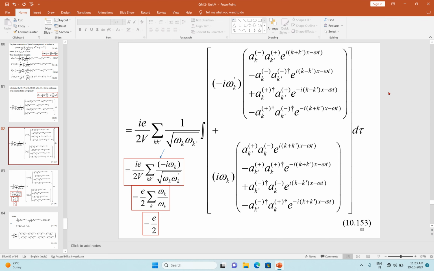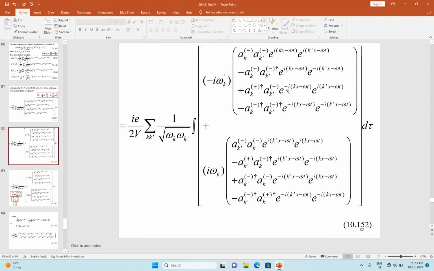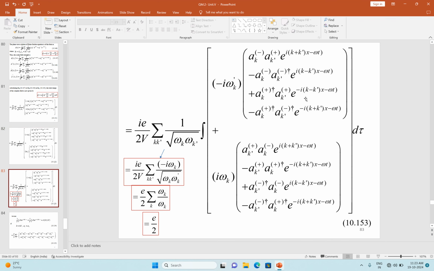Similarly, you can go for the next term. Here minus i, and here it is k prime. So I can write this as minus i(k minus k prime). Similarly, the last term will become e power minus i(k plus k prime)x minus omega t. So this is for the first term. And similarly, you can go for the second term. You can just pull the common term out, so that will give you k plus k prime x. Here this will be like this, and this will have similar terms.